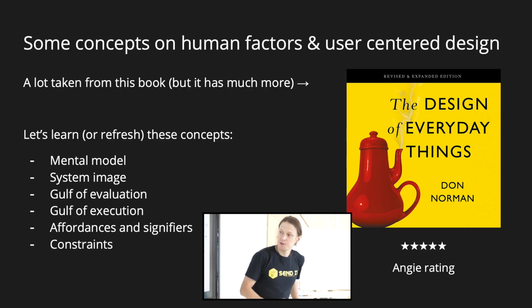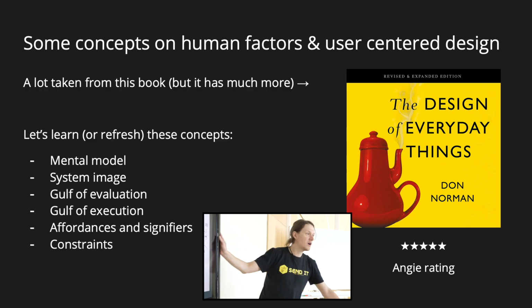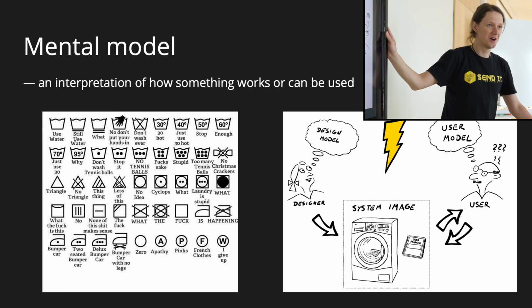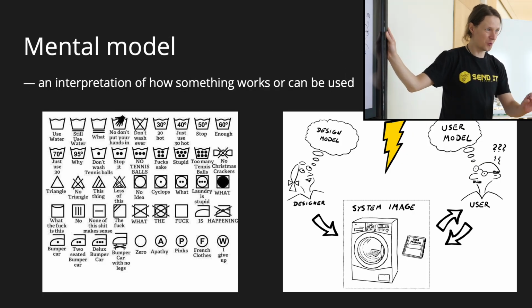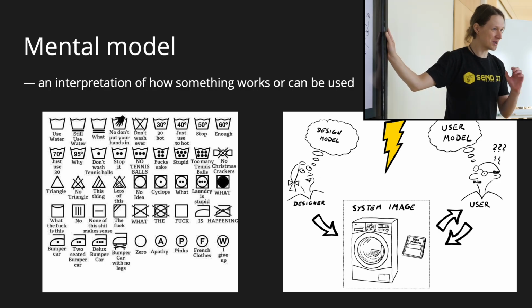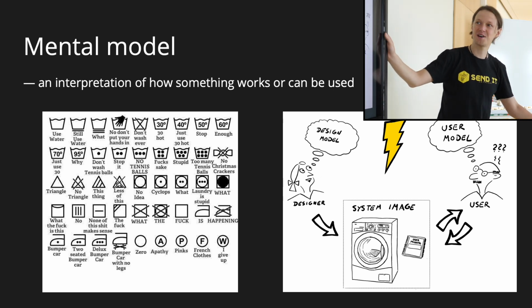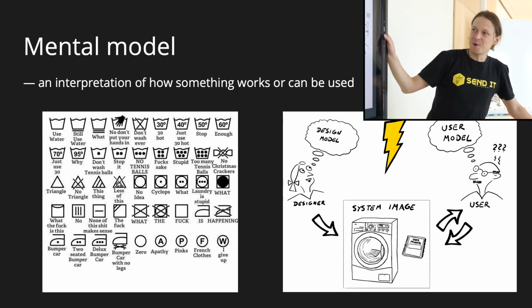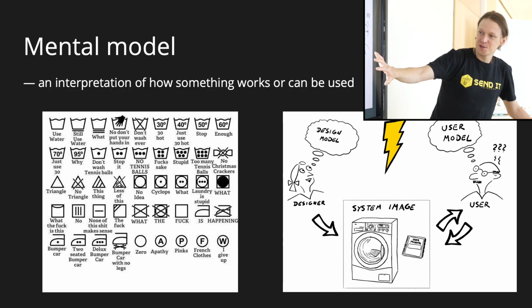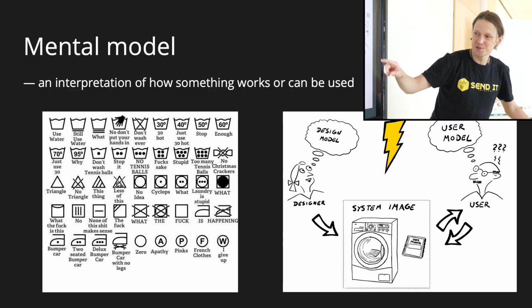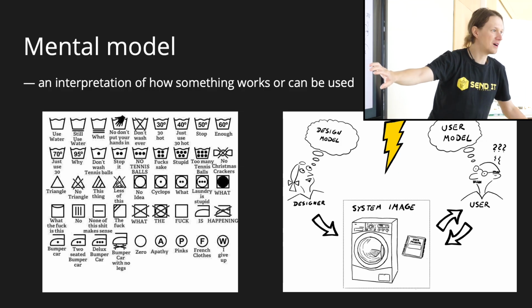So let's start with a mental model. A mental model is an interpretation of how something works and can be used. So it's not the true way of how something works or can be used. It's not a true understanding, but it's an understanding. So for a mental model, in this illustration we have a designer, a user, and an object between them.